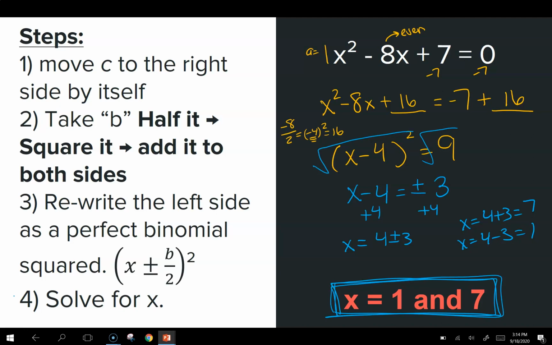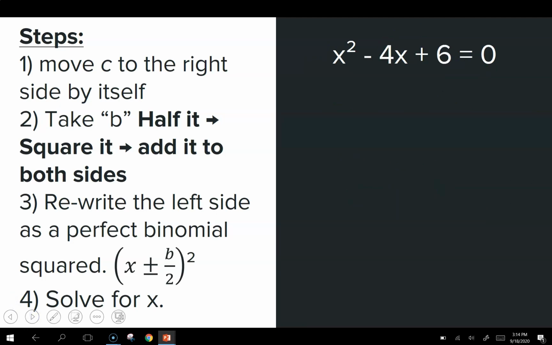I got two more for you. X squared minus 4x plus 6. All right, so again, I notice A is 1. I have an even B. It's negative again. Goodness, are they all negative? Okay, no, the next one's not. All right, here we go.